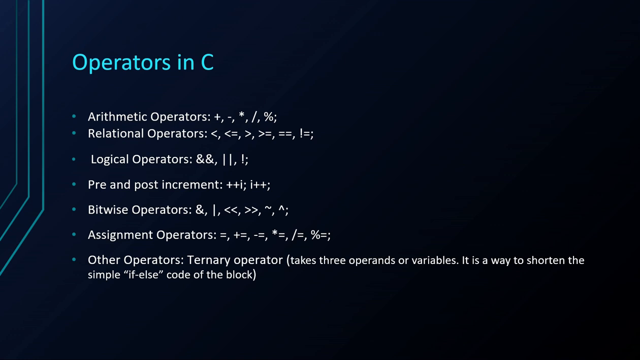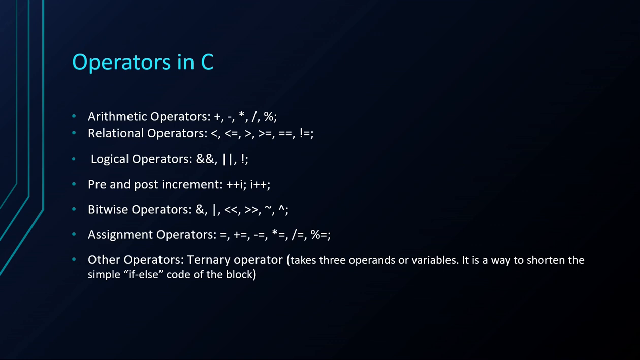In C, we have pre and post increment operators. The increment operator increases the value of a variable by 1. When we apply the pre increment operator, the change is happening immediately. On the other hand, when we apply the post increment operator, the change of the value happens for the next statement.